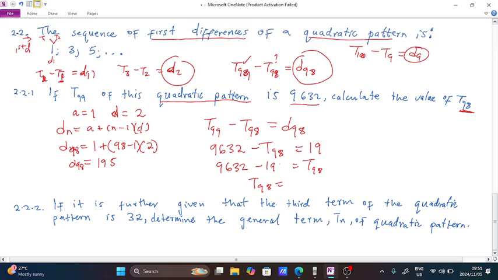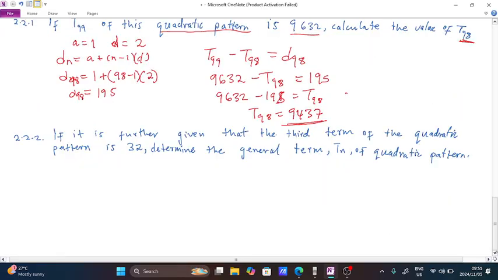So this is 198, oh, 195. Why am I keep writing? So here, what do you get as the final answer? 9437. So that will be term 998 of the quadratic. Is that clear? Right, now let's do the application again, where you need to be careful.